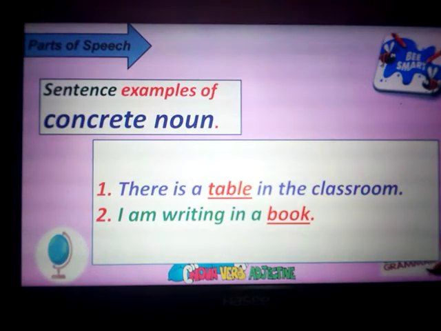Now let's look at sentence examples of concrete nouns. Number one, there is a table in the classroom. You can touch a table. Number two, I am writing in a book. You can touch a book. Good.